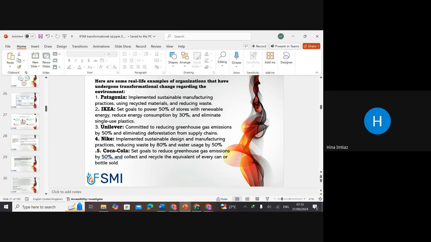We have to save something. We have to save this planet. We have to save the resources for the next generation. So for that, we have to adopt renewable energy practices. We have to adopt such types of methods which are sustainable.